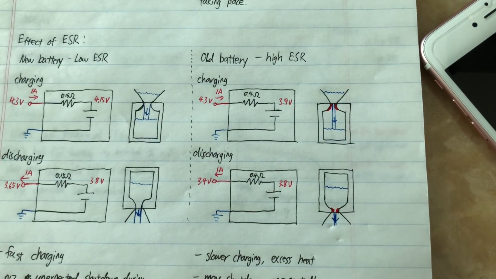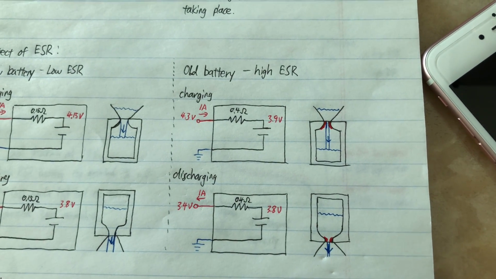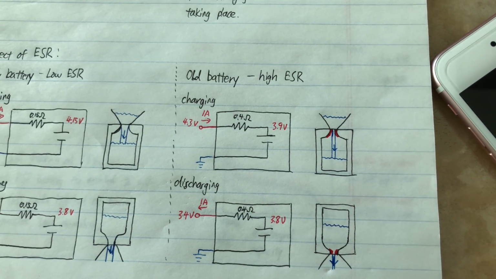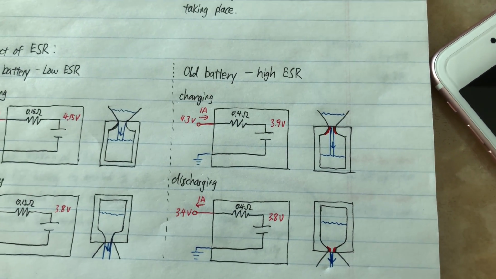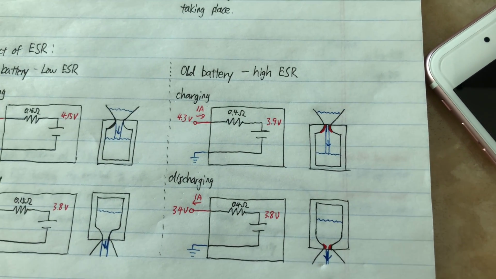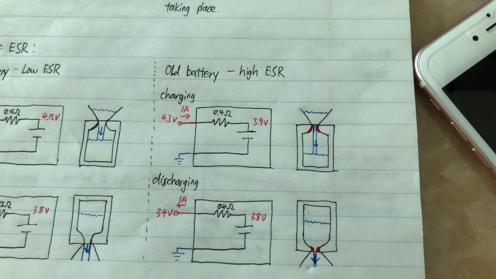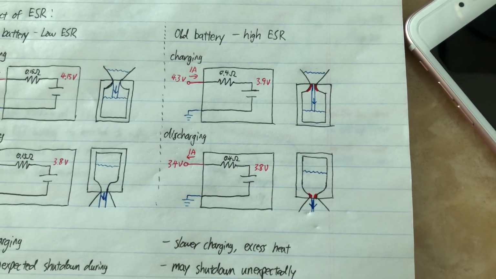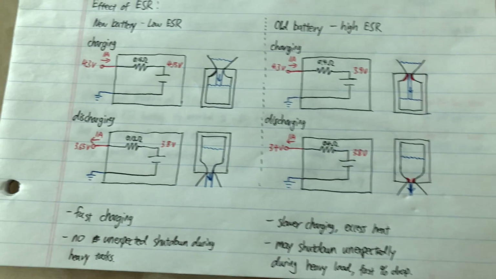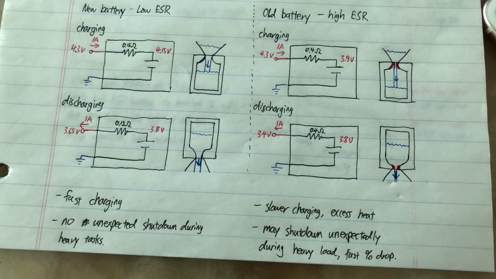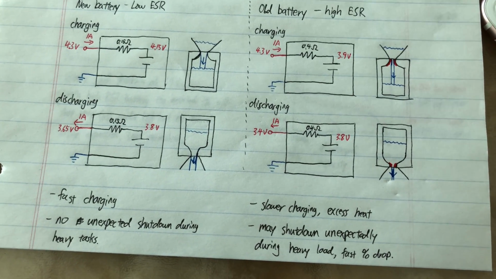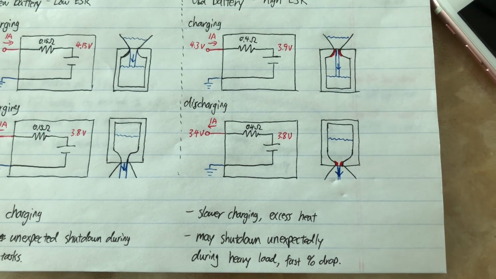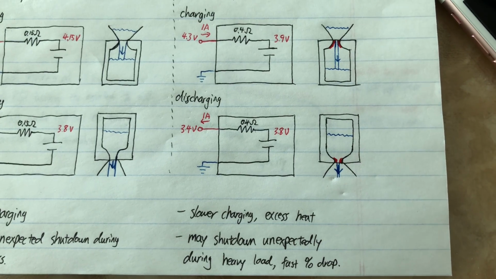And over here, we have an old battery with high ESR, for example, at 400 milliohms. So let's say we're still charging at 4.3 volts, 1 amp. Inside the battery, it's actually 3.9 volts. What this means is, let's say you stop charging and let it rest for a little bit, the battery will settle at 3.9 volts. And similarly, when you're discharging, at open circuit, it's a similar 3.8 volts. But when you're discharging at 1 amp, at the terminal, you'll only get 3.4 volts.